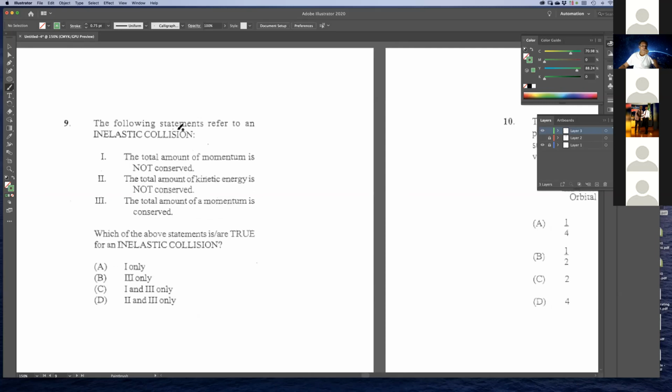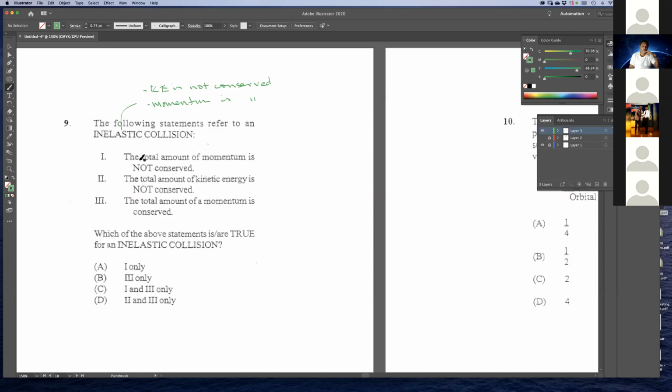All right, the following statements refer to inelastic collision. What does inelastic mean? That's the first thing. Inelastic means that KE is not conserved. Not conserved means the initial kinetic energy is different from the final kinetic energy. They're different. While momentum is conserved, that is, the initial momentum is equal to the final momentum. So that's what an inelastic collision is. Kinetic energy is not conserved, momentum is conserved.